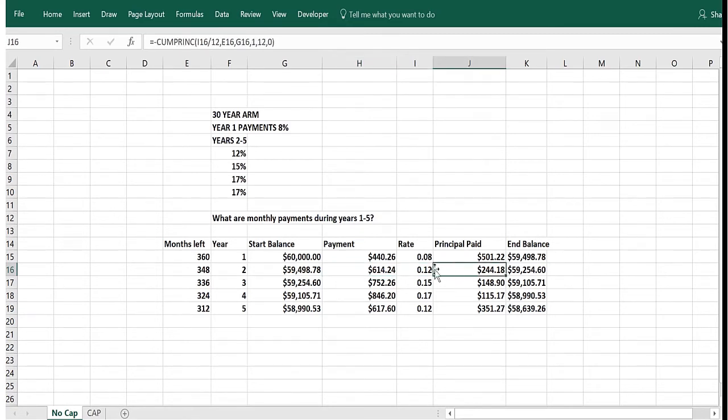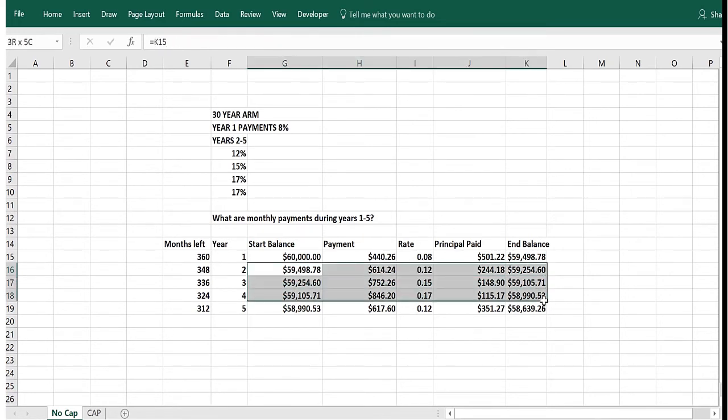Now the principal, again, we're doing months 1 through 12, this new rate divided by 12, okay, 348 months left again. And then the starting balance is 59,498, and we take a minus there. Okay, so then what goes to principal the second year will be $244, which is much less because there's a higher rate there. So our ending balance is this.